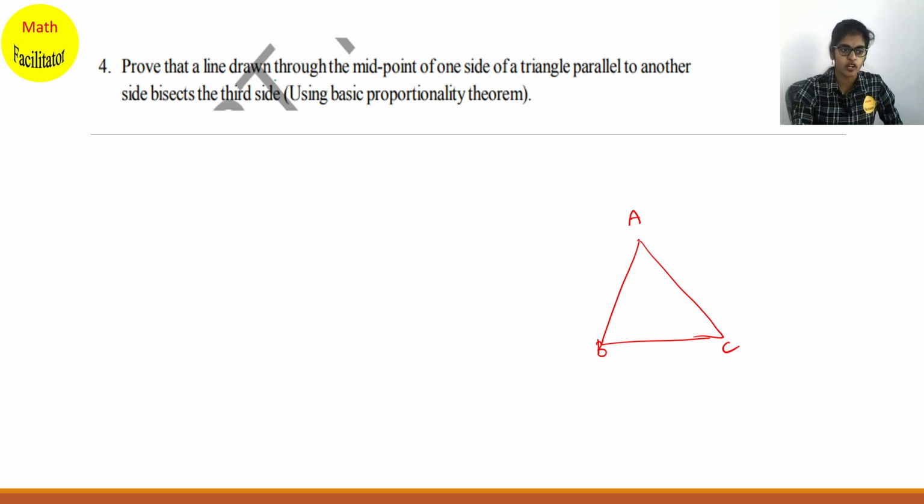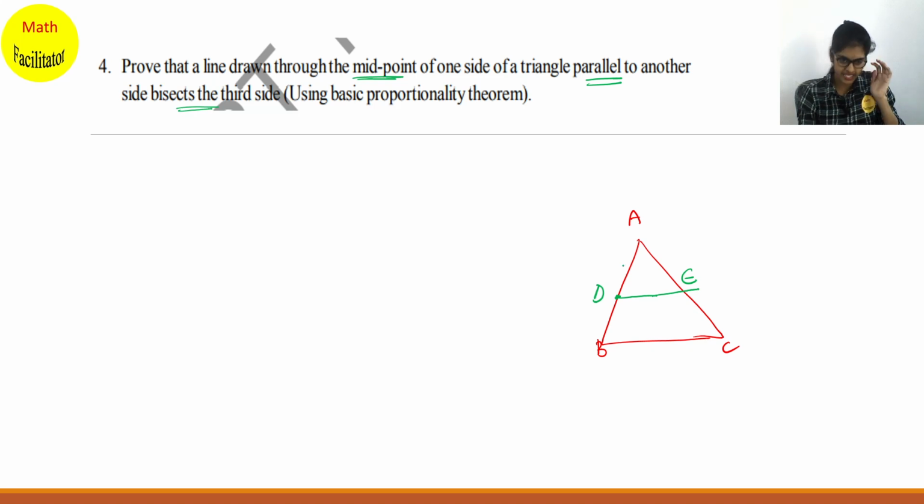See, you're drawing a line through the midpoint of one side. Suppose from this side AB, this is a midpoint D. From this midpoint I'm drawing a line, and this line is parallel to another side. So this line is parallel to BC. So you should prove that it bisects the third side. Now this line is cutting the third side at point E. So you have to prove that this point E is the midpoint of side AC.